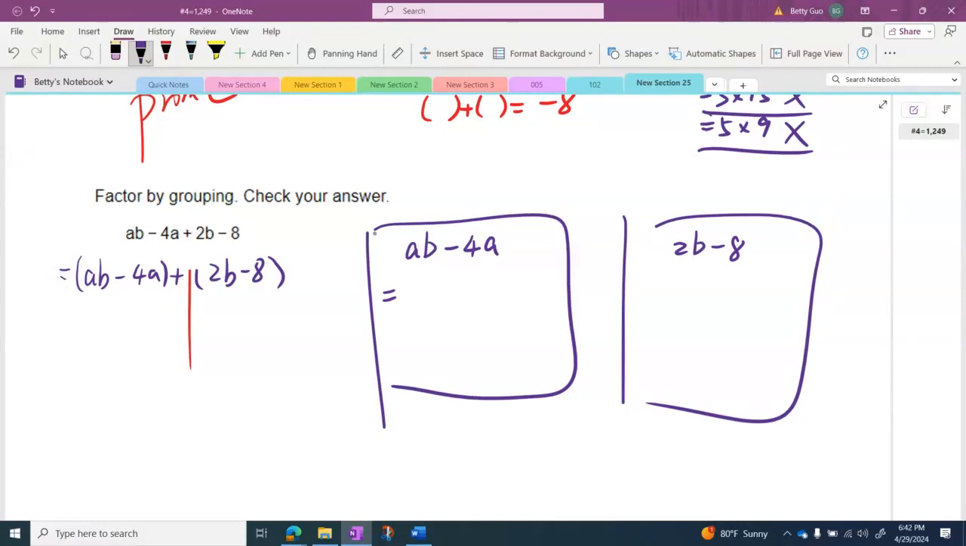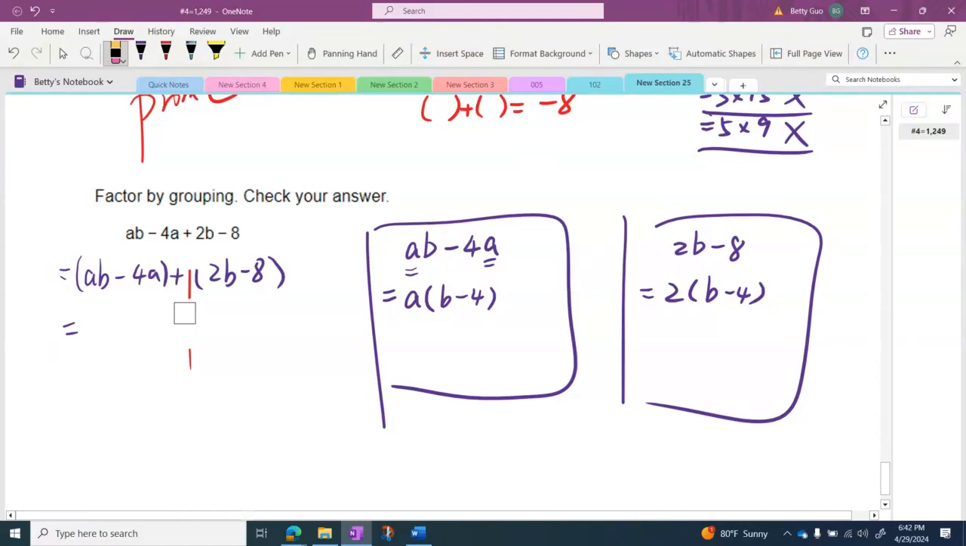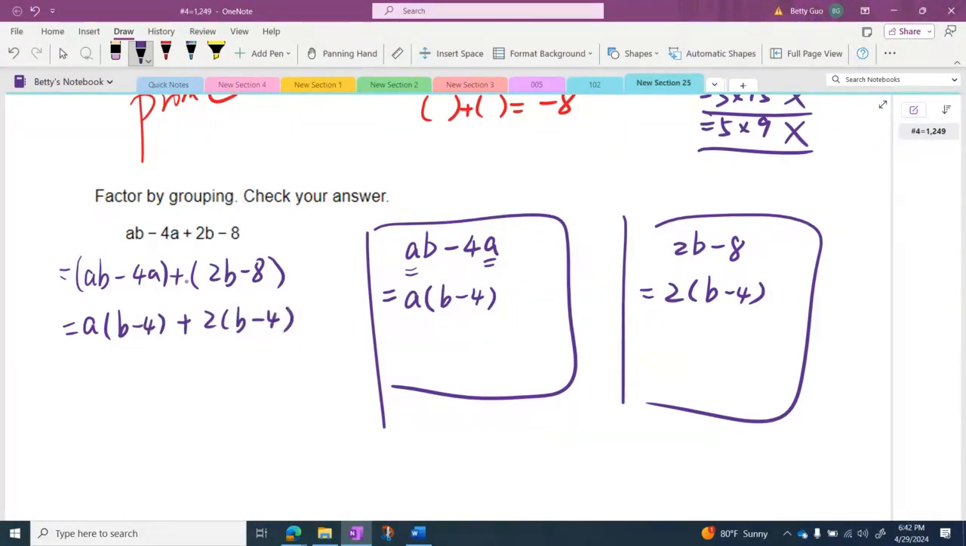And then factor out the GCF. GCF is A, and in the parentheses we have B minus 4. This one, GCF is 2. In the parentheses we have B minus 4. Put it back. Here we have, let me erase this line, A times B minus 4 plus 2 times B minus 4.